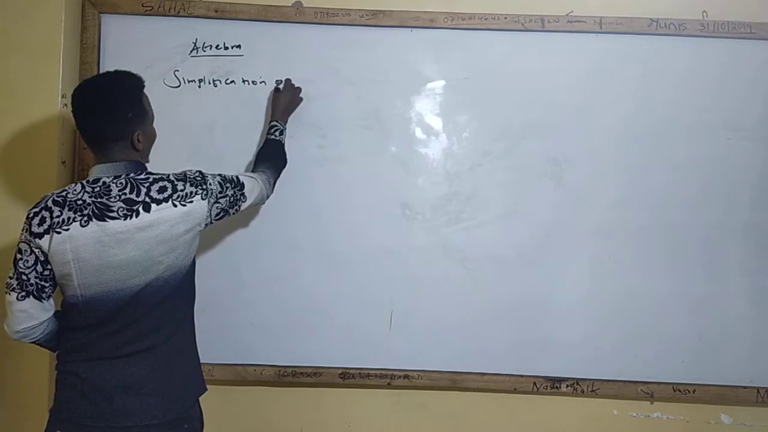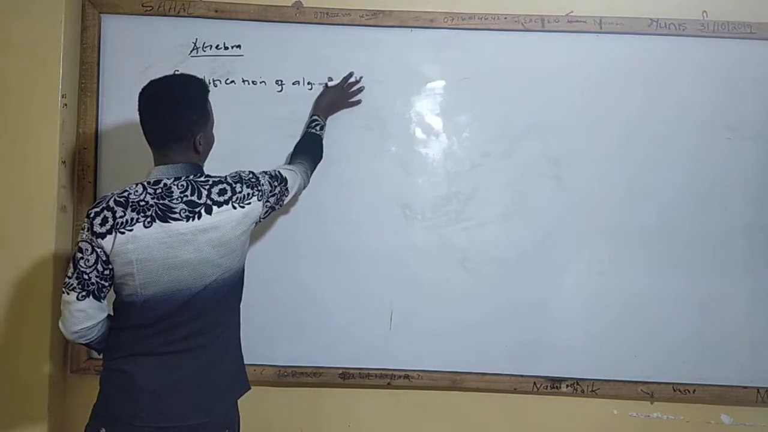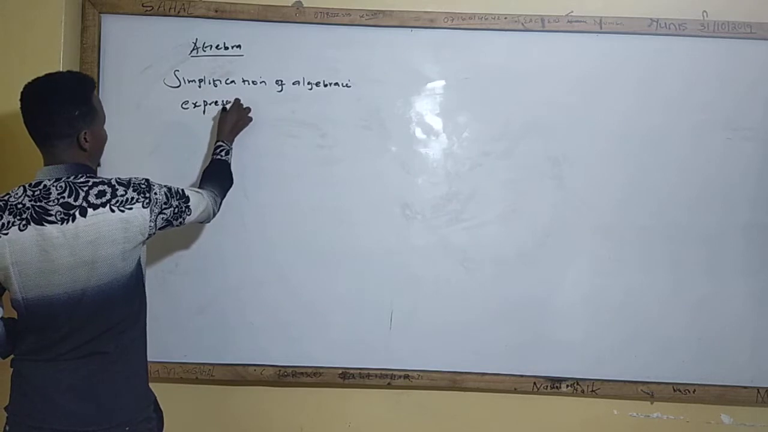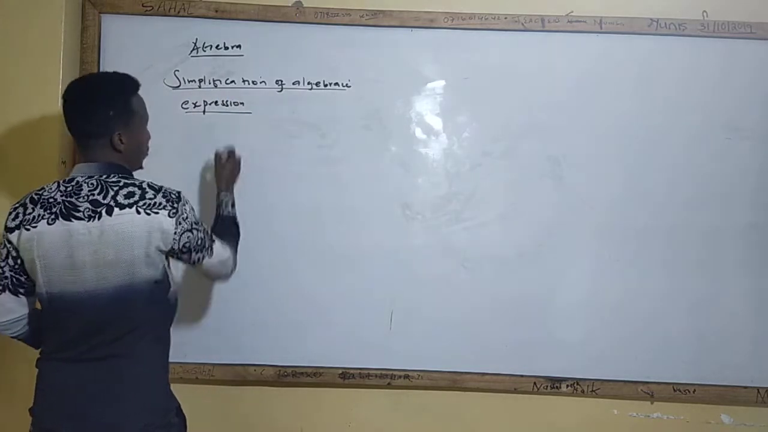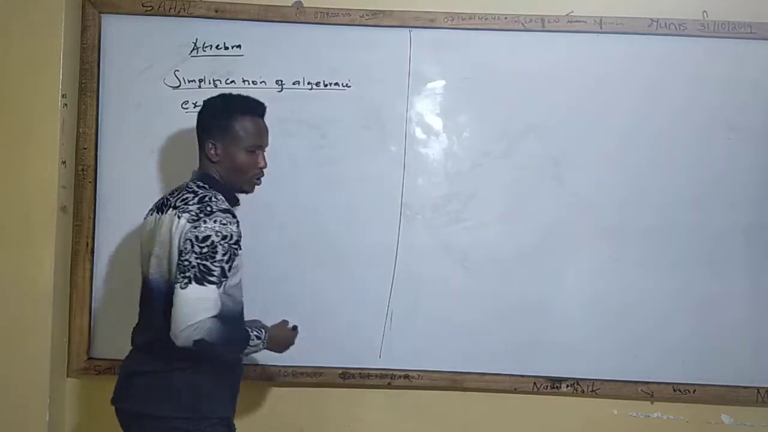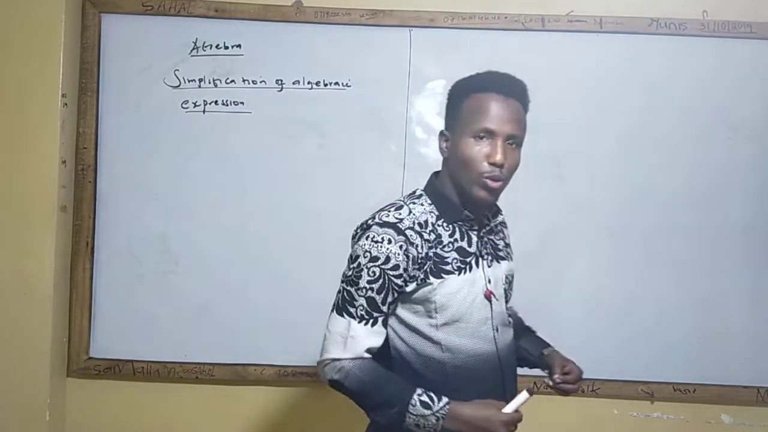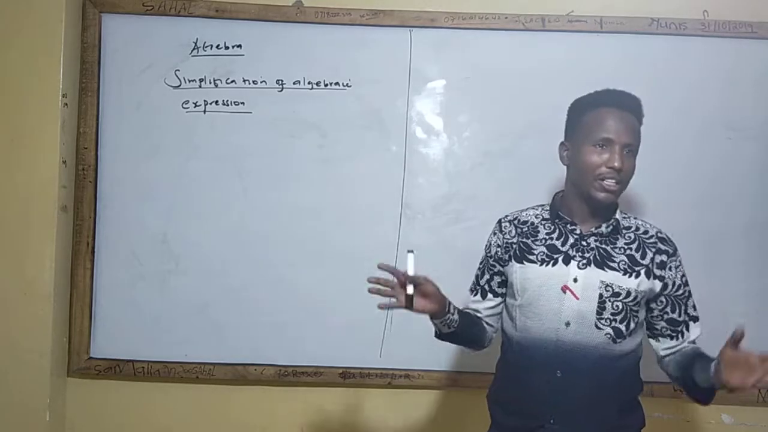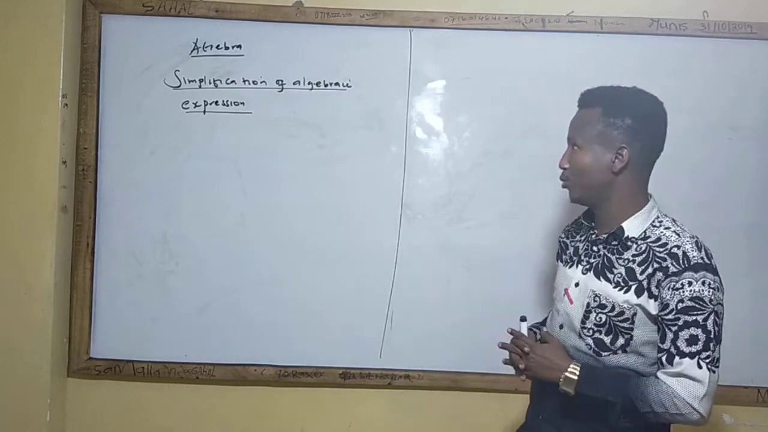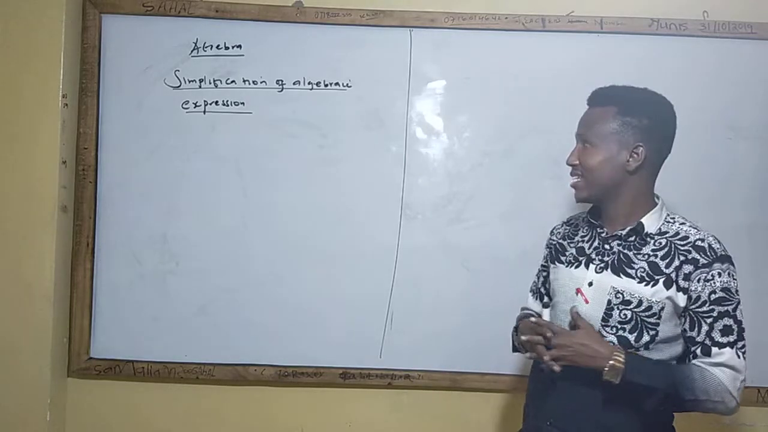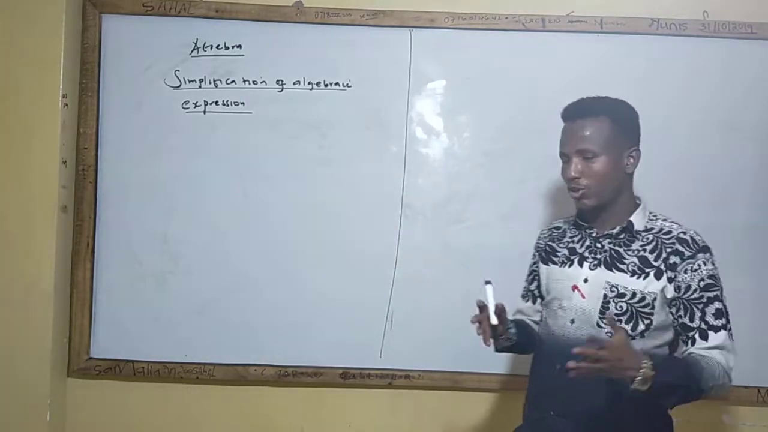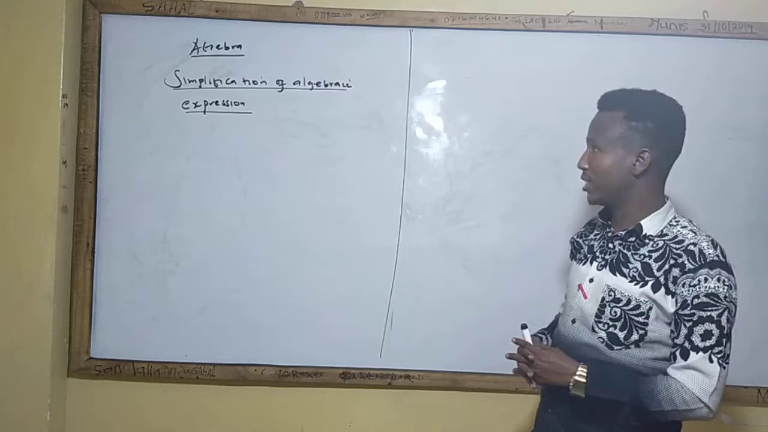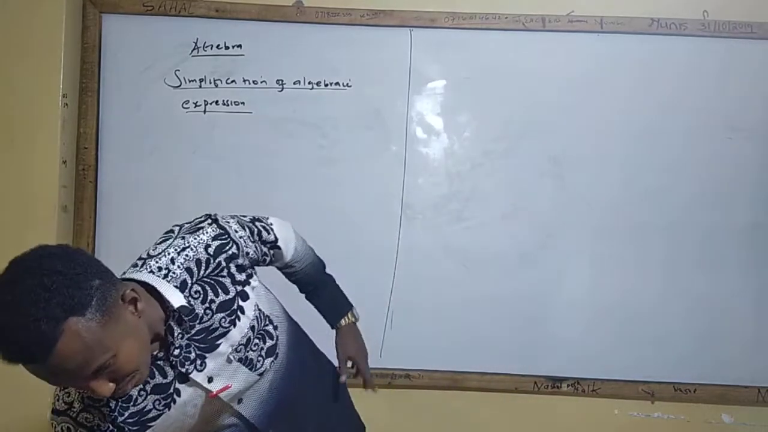Simplification of algebraic expression is what we are going to see. When we say we want to simplify a certain expression, remember we are only collecting the like terms. In algebra we have like terms and unlike terms. The like terms are those with the same letters, while the unlike terms are those with different letters. So in algebra, we collect quantities based on the letter they are carrying. Just understand that.